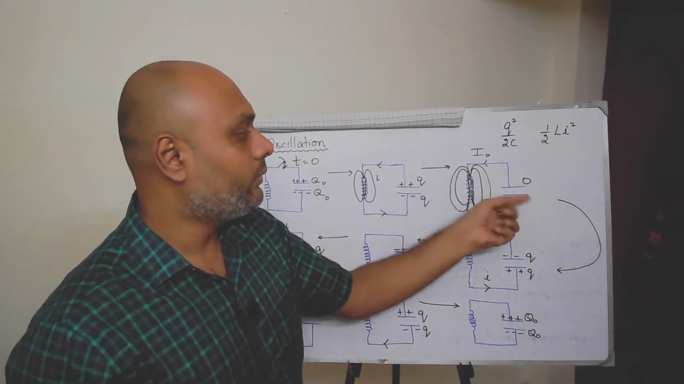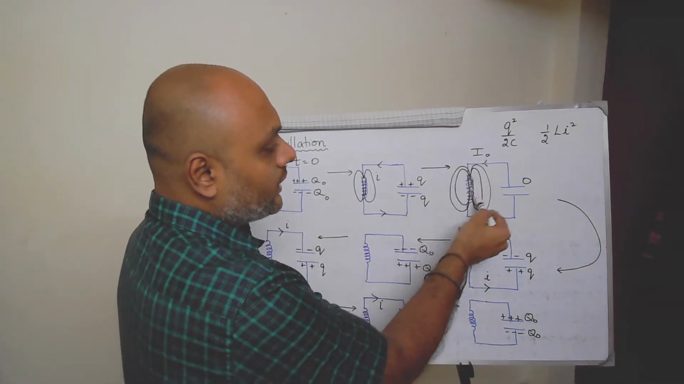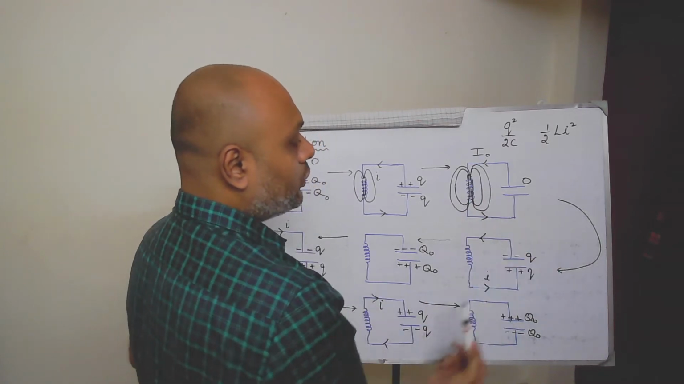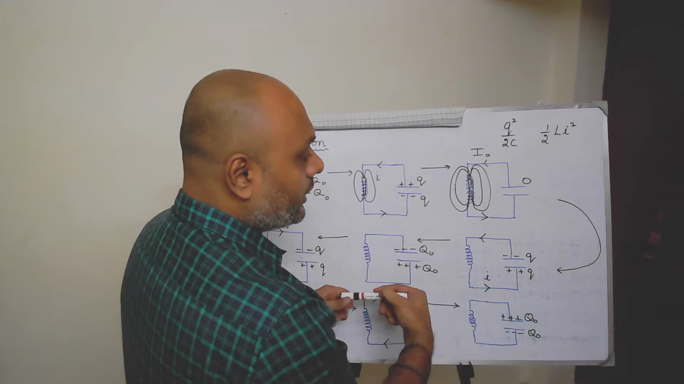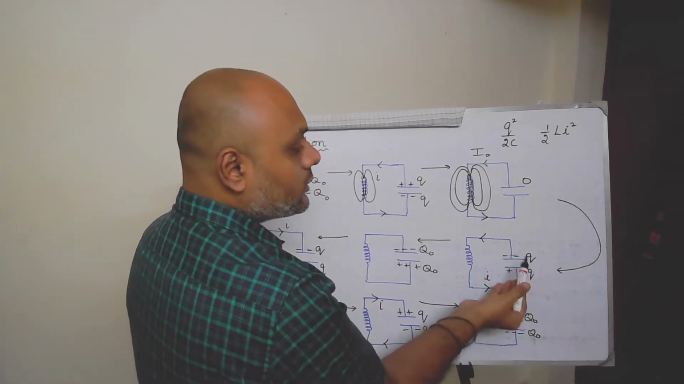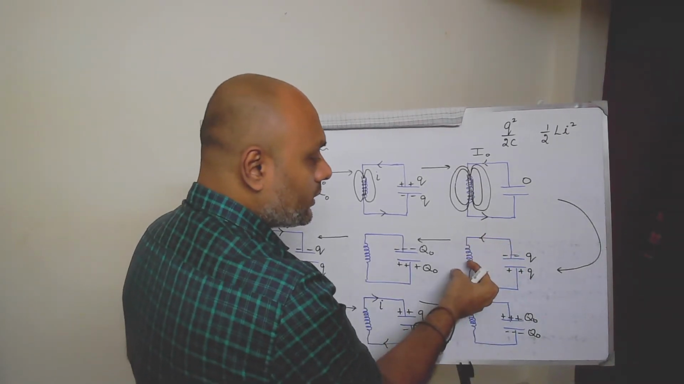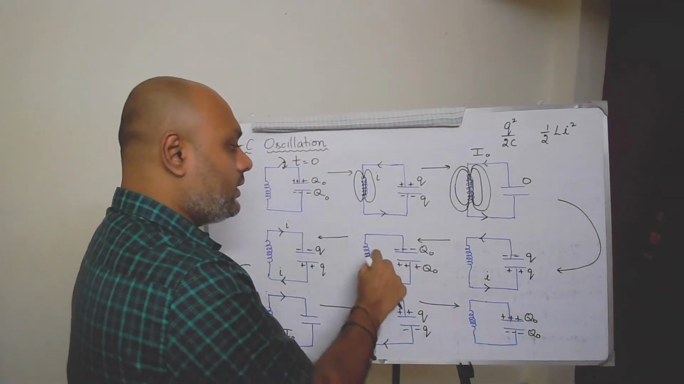Since some energy has built up in the inductor, that energy will now get transferred to the capacitor. So the current will reduce from I naught, and now this plate will become positively charged, some plus Q and minus Q. Again the capacitor will start getting charged and the energy stored in the inductor will reduce. From I naught the current reduces and finally the current will vanish.